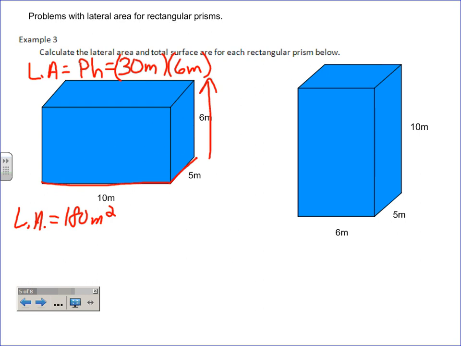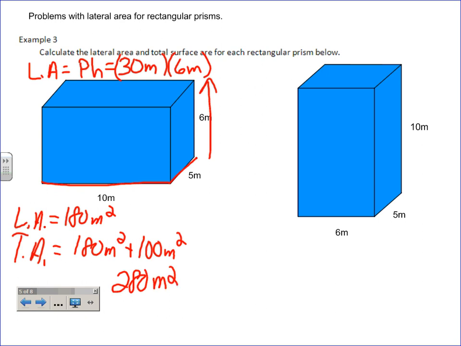Now, for total area, or called surface area, what we have to do here is take that answer and add on 2 times the area of the base. The area of the base is a rectangle that is 10 by 5, so the area is 50, right? So it's 180 square meters plus 100 square meters is 280 square meters. So that's if you did the one on the left.